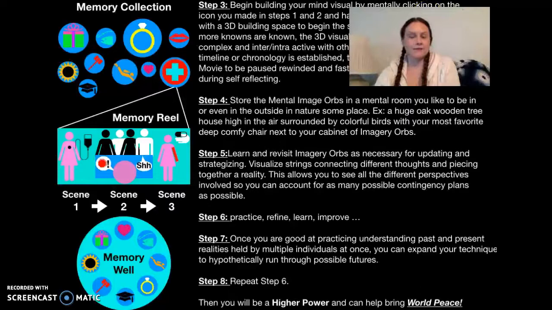Step six is just to practice, refine, learn, and improve. And this is all you. Any new suggestions you want to do, you get to do. And then once you're good at practicing and understanding your own past and present realities, you can start holding multiple perspective realities, past, present, future, and then again, start practicing, refining, learning, and improving on holding multiple perspectives.